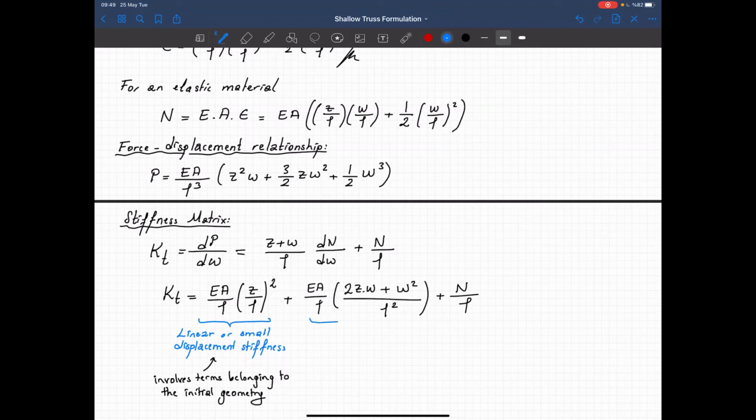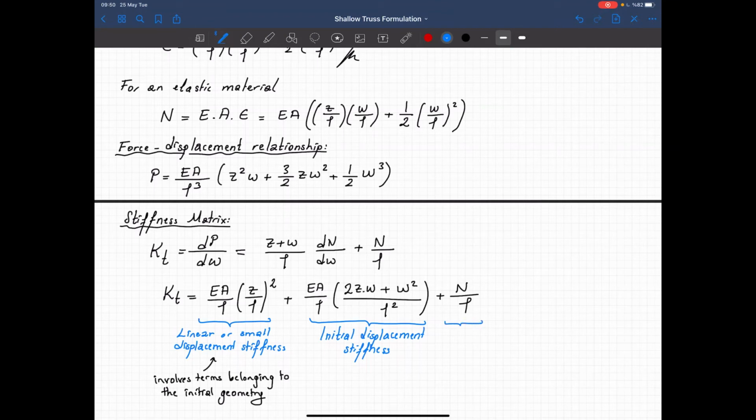Now the second term, as you see, involves the terms with the deformations. Now the structure is in its deformed configuration. How does the stiffness change due to the deformations? Okay, so this part of the stiffness matrix is called the initial displacement stiffness. And it describes the change in the stiffness due to the nodal deformations.